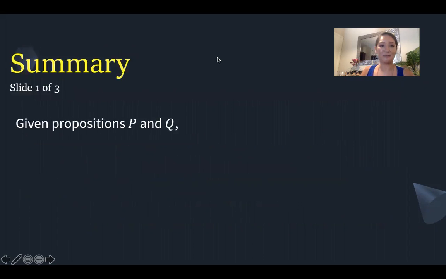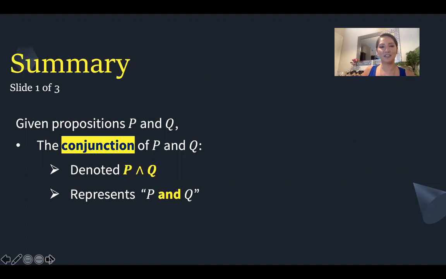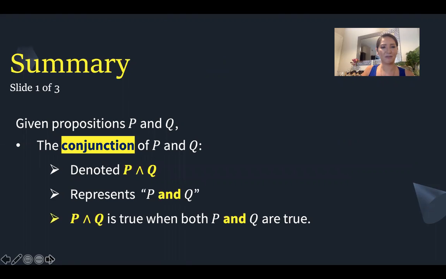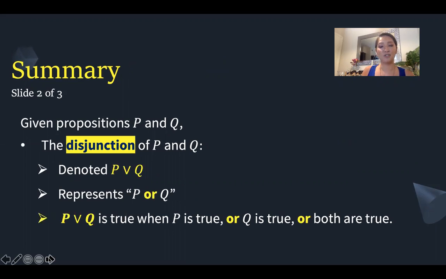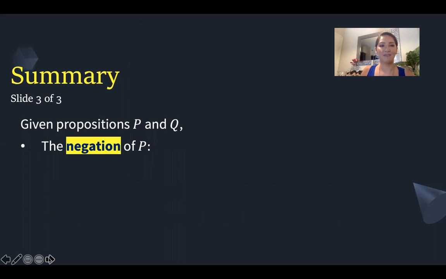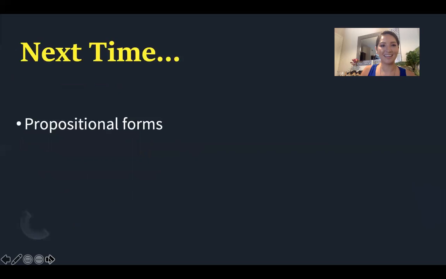Okay, so let's summarize what we've learned. Given propositions P and Q, the conjunction of P and Q is denoted with that little arrow pointing up, and that's an and statement. That's true when both P and Q are true at the same time. The disjunction has the little arrow pointing down, that's P or Q. That's true when P is true or Q is true or both are true. And finally, the negation of P represents not P. It's true exactly when P is false. Or you might think of it as it is not the case that P is true, rather than just calling it not P.